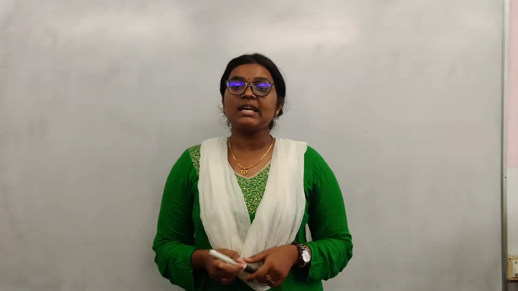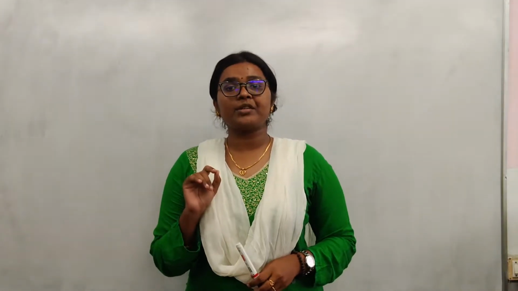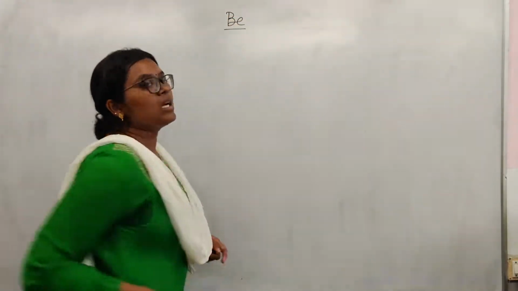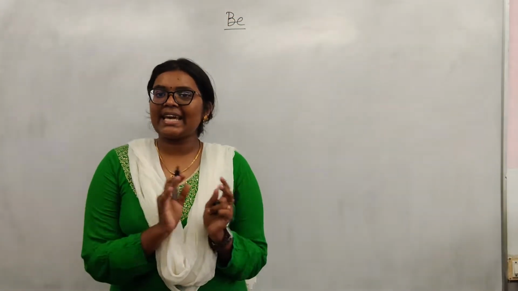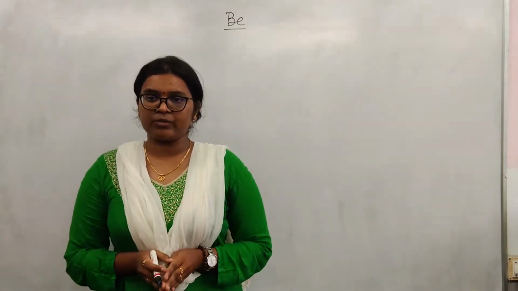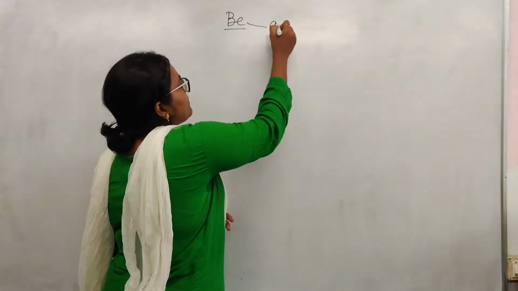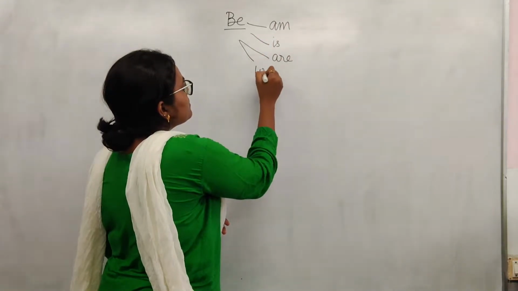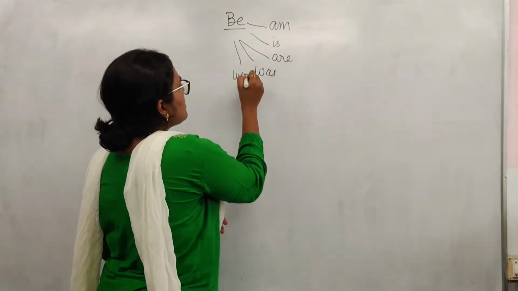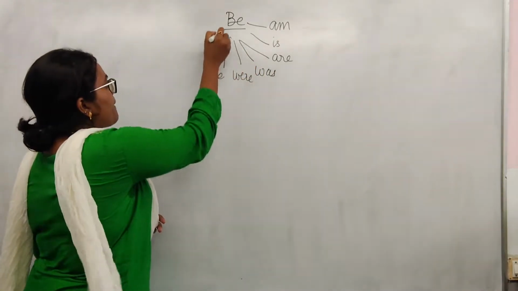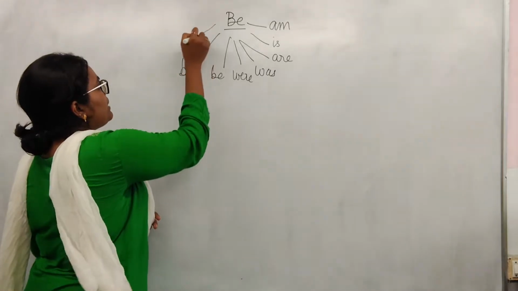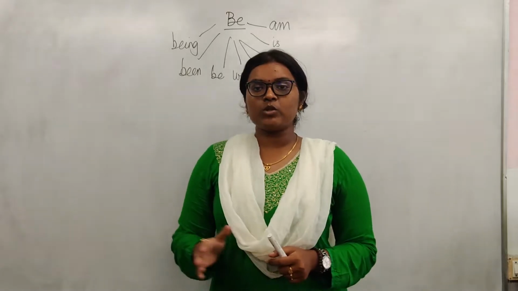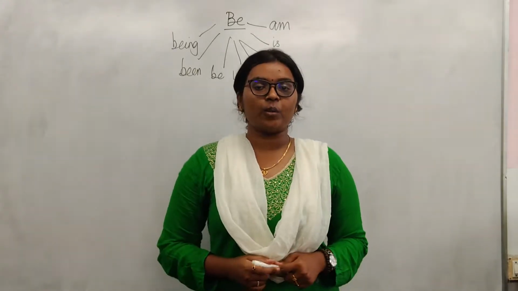Back to today's lesson. In this lesson, we will be talking about be form verbs. There are precisely 8 different verbs under be form verbs. They are am, is, are, was, were, be, been, and being. Under be verbs, we have these 8 different forms of verbs.